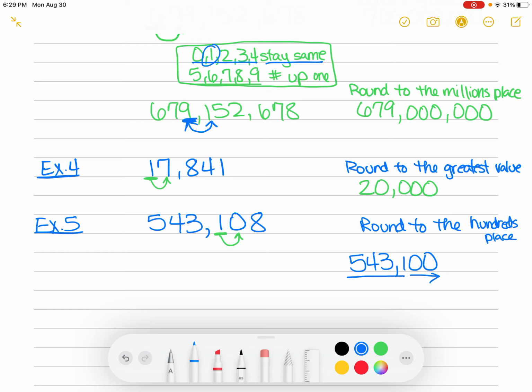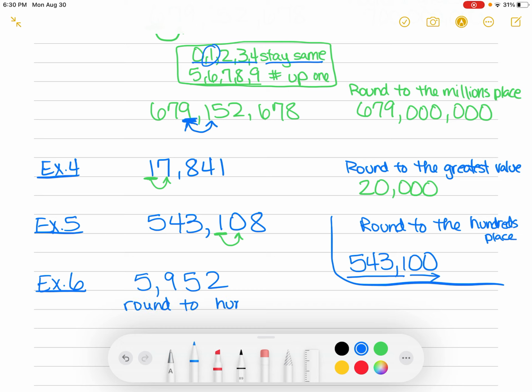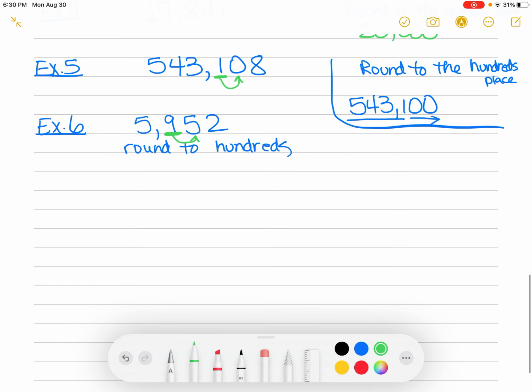Okay, and then last example before we are done with our notes is, let's say I have 5,952. Okay, and I want to round to the hundredths. Sorry, I kind of ran out of room here, so I'm going to put round to hundredths place, right? Okay, so hundredths place is the 9. So I look at the 5, and that 5 tells me to go up. Well, how do I go up from a 9? It would become a 10, and a 10 doesn't fit in there.